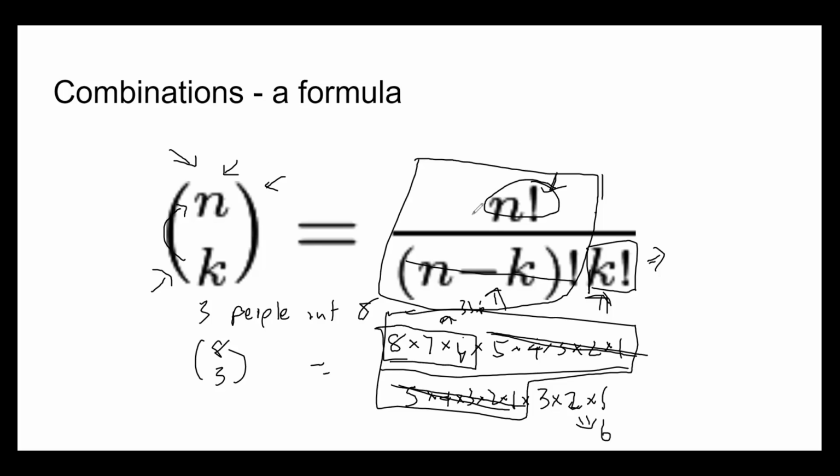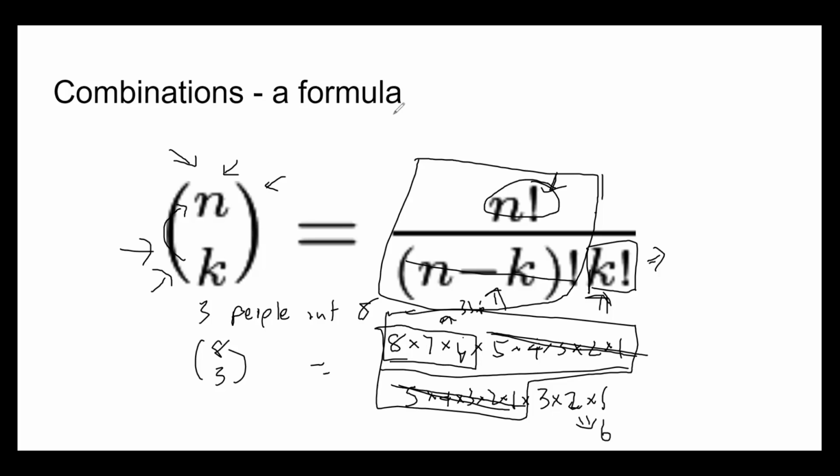All right. So in essence, the formula for a combination is simply the number of permutations divided by the number of duplicates for each combination, if that makes sense.